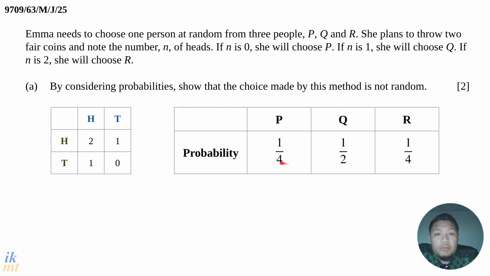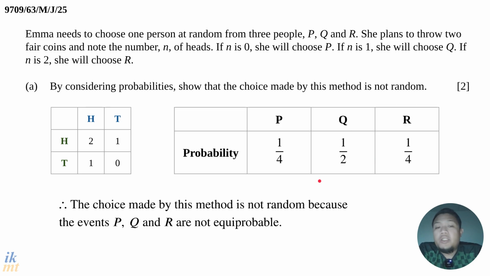By considering these probabilities, we can see that Q has a higher likelihood of being chosen. Therefore, the events of choosing P, choosing Q, and choosing R are not equiprobable; they do not have the same likelihood of being chosen.